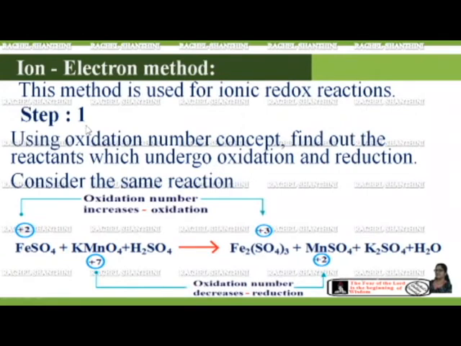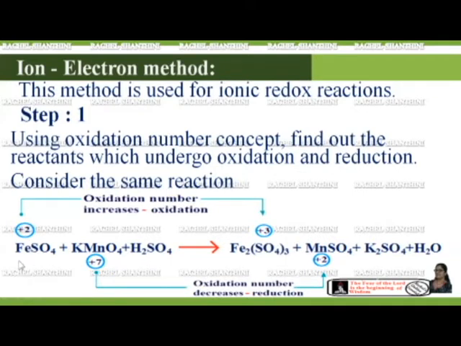In step 1, to balance the redox reaction using the ion-electron method, we need to use the oxidation number concept and find out the reactants which undergo oxidation and reduction. Consider the same reaction, that is the reaction between ferrous sulfate and potassium permanganate in acid medium.